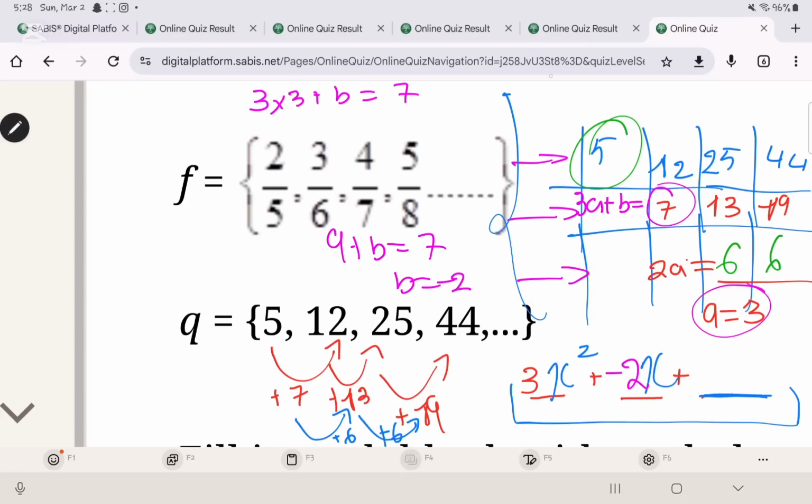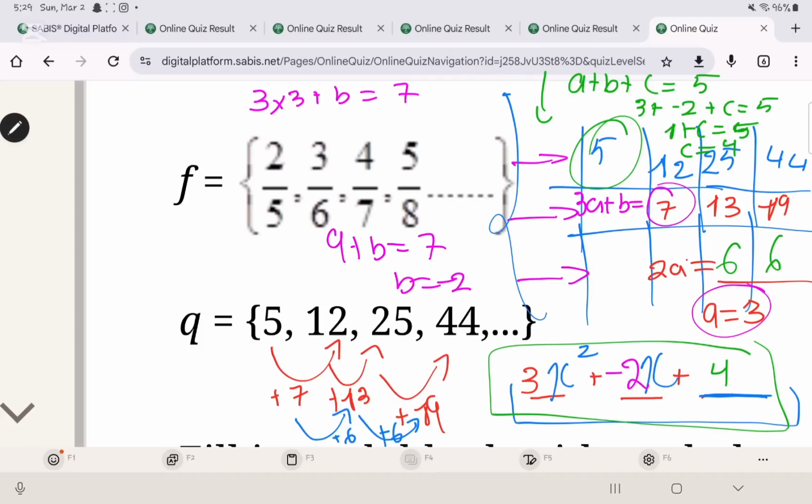You're gonna take the first value and it is equal to what? It is equal to a plus b plus c. We have a to be 3, b to be minus 2, and c we need to find it. So a plus b plus c is equal to 5. So 3 plus minus 2 plus c is equal to 5. You're gonna get that 1 plus c is equal to 5. So then you're gonna get that the value of c is 4. So just like that, you found the final sequence, which is 3x squared minus 2x plus 4.